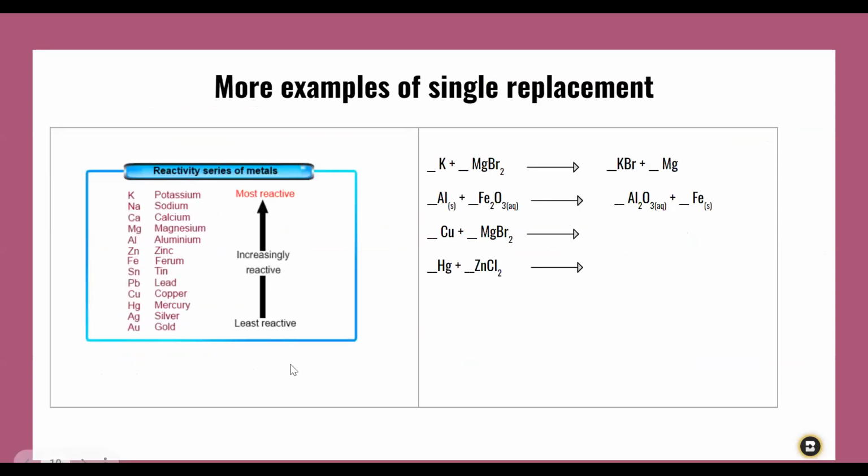Then more examples of single replacement. This one, I want you to practice or to see what is going on. You see potassium kicks magnesium out. Potassium is below it and is more reactive than magnesium. But what I would like you to do is to also balance this equation. I want you to balance it. Then you see aluminum and iron. Aluminum is right here. Iron is right here. This is the Latin name, okay? Aluminum kicks iron out, okay?